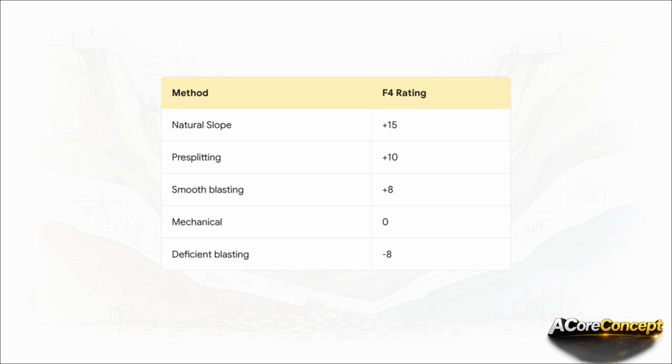But if a construction crew uses deficient blasting, meaning way too much explosive, terrible detonation timing, or misaligned holes, it actively shatters the internal stability of the rock. That careless work penalizes your final score by 8 points.